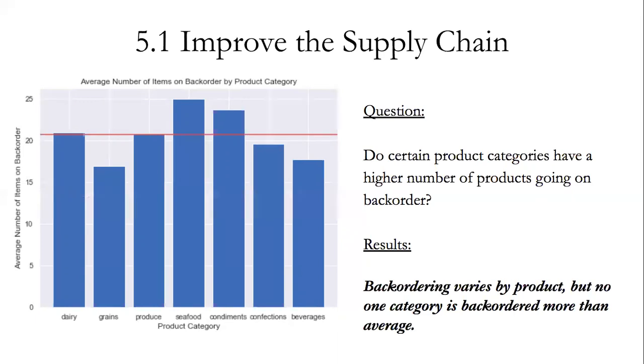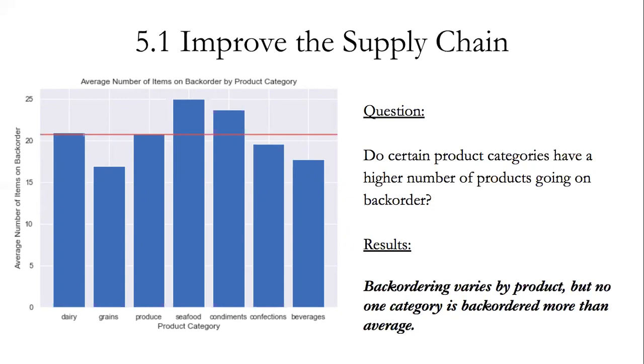And so the interesting one here was condiments. The fact that there's a higher number of condiment items on back order than average. That could take some further investigation. You would not consider condiments to have a shelf life, but it really would depend on the product. So in this case, back ordering does vary by product, which makes sense. Again, you could really piece together that grains are easily stored and seafood is not. But there really is no one category that is back ordered more than average. So there's no one category that has more items on back order than the average.